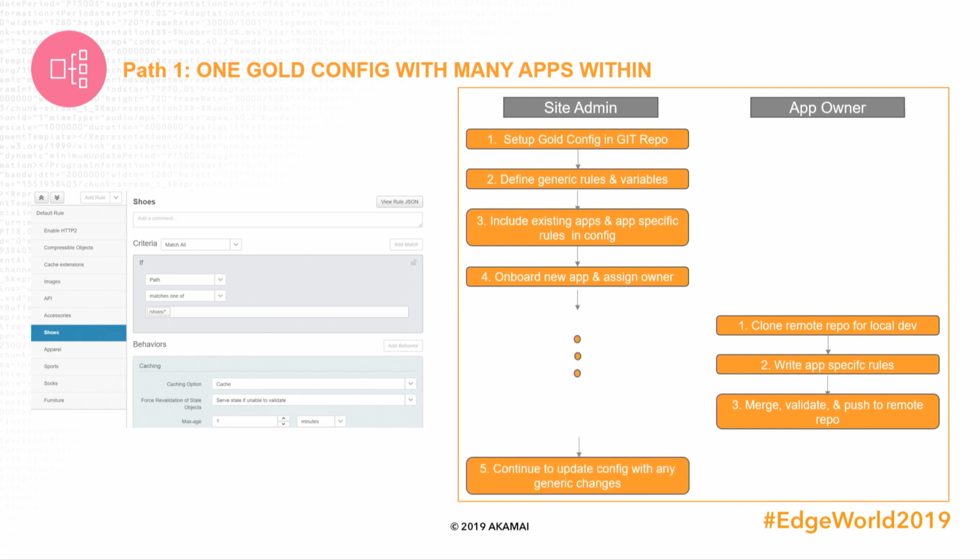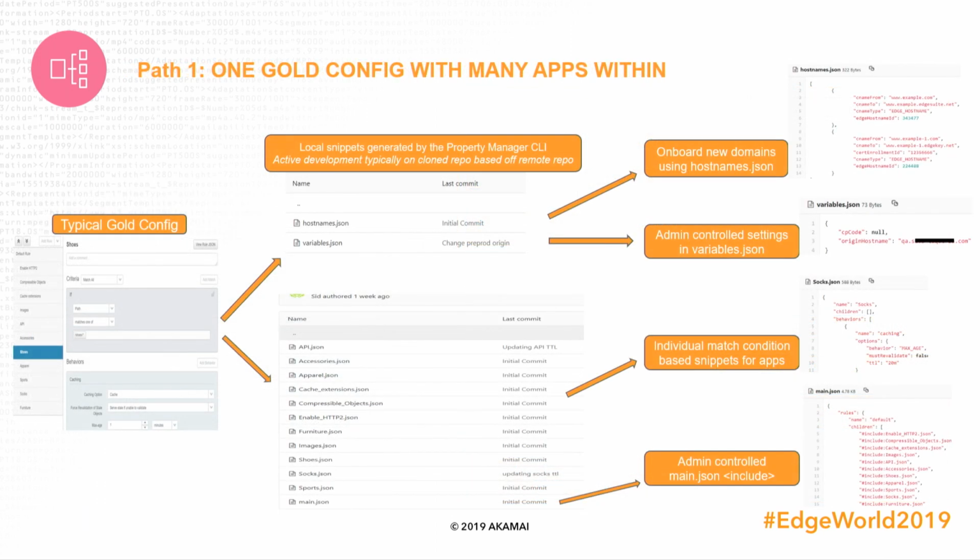And finally, just again, for the site admin themselves, they can continue to update their parts of the config with any generic rules, any generic information. So really, it creates this bifurcation of duties. So let's see how that looks. And so this is a structure that we've enabled.